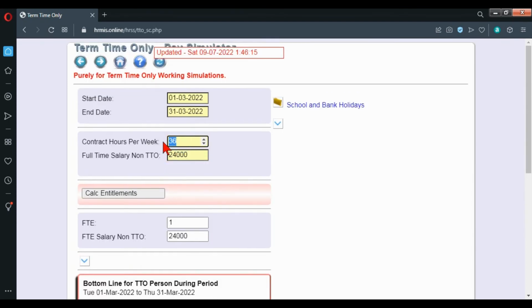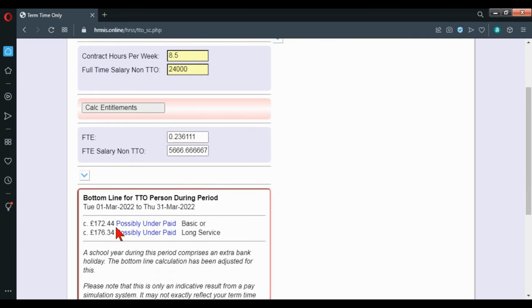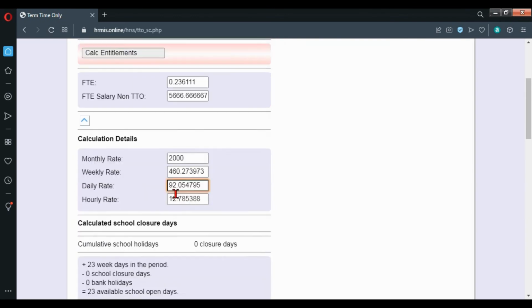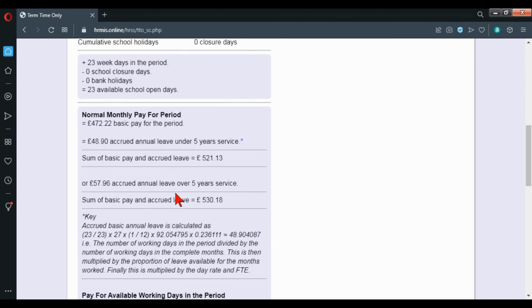We can adjust the working hours, let's say to 8.5 hours per week. I should have clicked the refresh button before making that change. Anyway, we see that the full-time equivalent and salary are reduced accordingly, as is the bottom line figure. When we click the drop down, we see that the explanatory figures are adjusted as well. In essence, no matter what the scenario, the system tries its best to explain the calculations it has used.